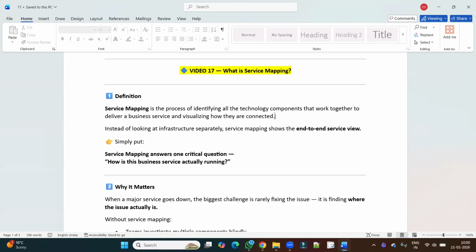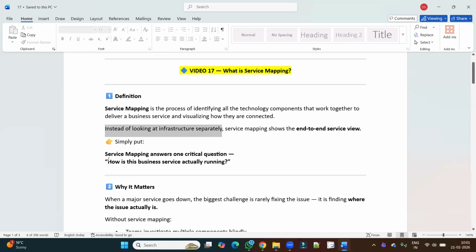When we see the visualization, the CI connection, CI relationship, CI dependencies of all such things which are ultimately contributing to provide a business service, that is known as service mapping. Instead of looking at infrastructure separately, we are not looking at each and every CI separately, but we are looking at a complete end-to-end map of that business service.